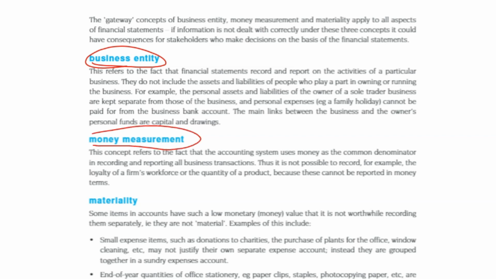Money measurement. Any transaction needs to be measured in terms of money, otherwise that will not be a transaction. For example, it's raining outside. This is not a transaction, this is an event. But let's assume you fixed your roof because of rain and you had to pay some money. That is a transaction. So, money measurement.